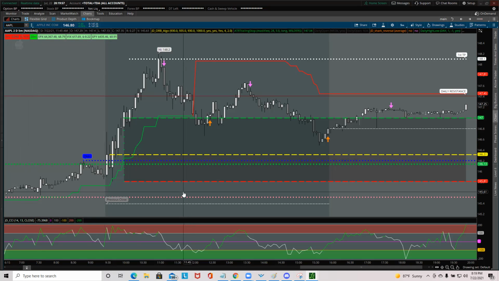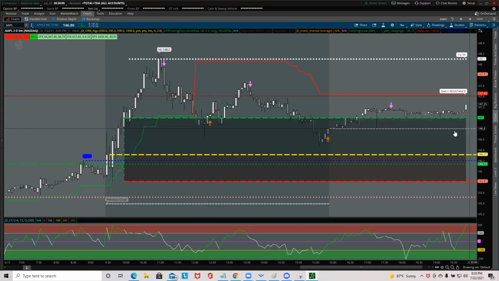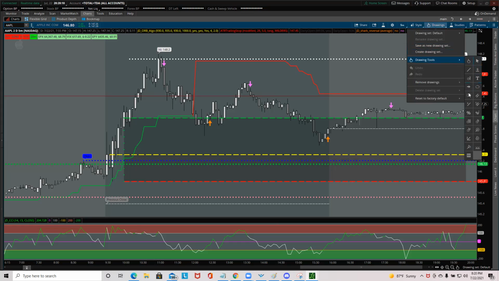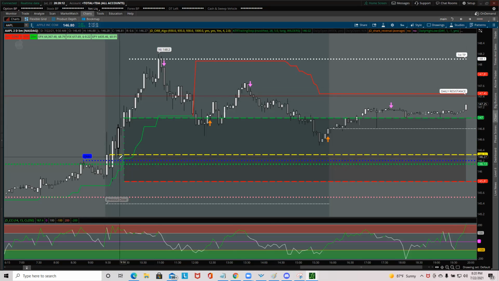The opening range breakout is a strategy that is not new. It's been around for a very long time. The way that I have it set up, it tracks the first 30 minutes of trading. So this section right here is the first 30 minutes of trading. I'm going to highlight this session right here. As you can see, that is the first 30 minutes.